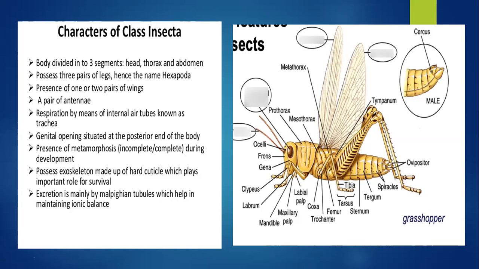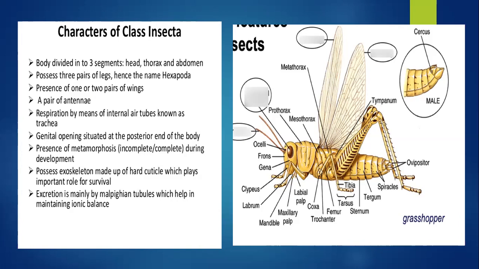Presence of metamorphosis is seen in Insecta. So what is metamorphosis? Growth and development of an insect is known as metamorphosis. That is, the changes which take place in the life cycle of an insect are known as metamorphosis. The metamorphosis of insects may be incomplete or complete depending on the growth of the insect.